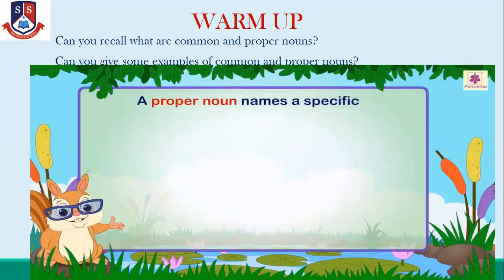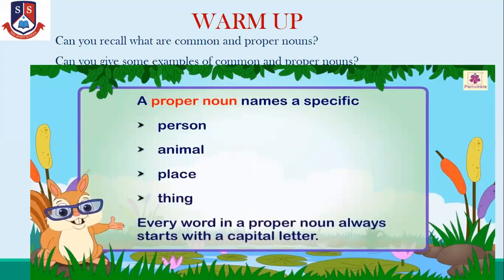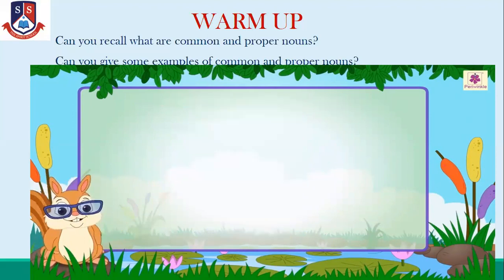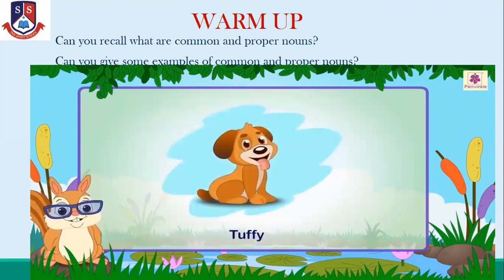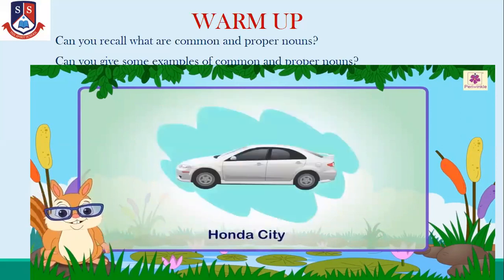A proper noun names a specific person, animal, place, or thing. Every word in a proper noun always starts with a capital letter. For example, Sania Mirza, Tuffy, Marina Beach, Honda City, etc.